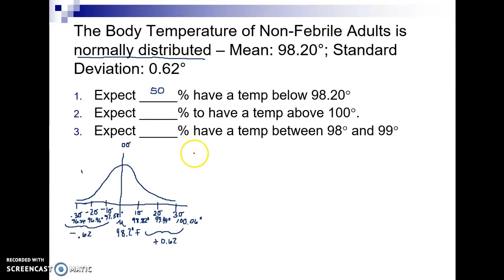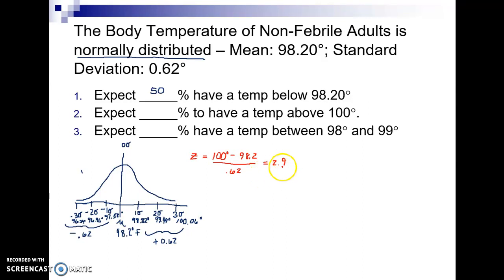So the first thing I'm going to do is calculate a z-score. So my z-score formula is to take the value I'm interested in, which is x in the formula, and I'm interested in a temperature of 100 degrees. And I'm going to subtract the mean from that, so 98.2. And I'm going to divide that by the standard deviation, so 0.62. So I go to my calculator and do that math, and I get an answer of 2.9.